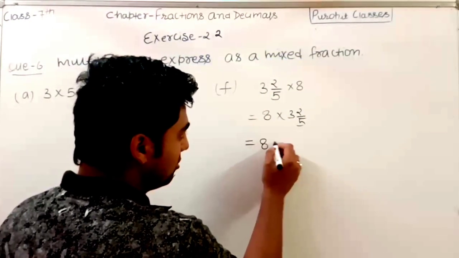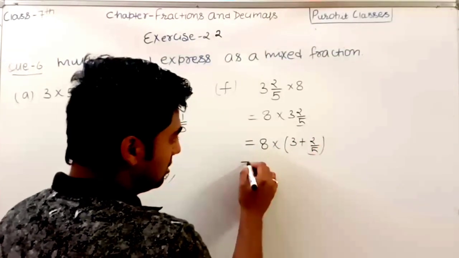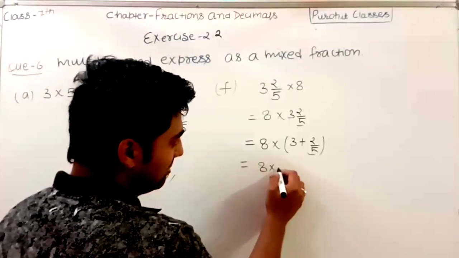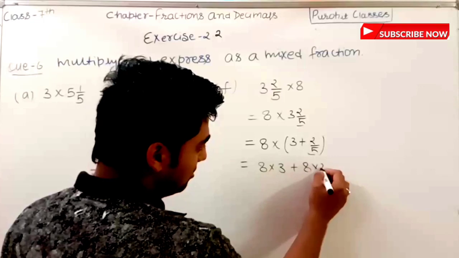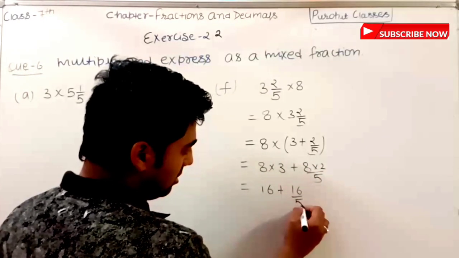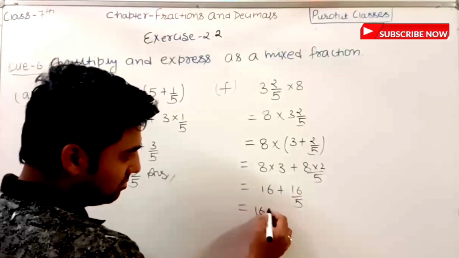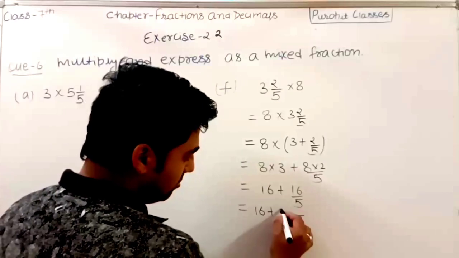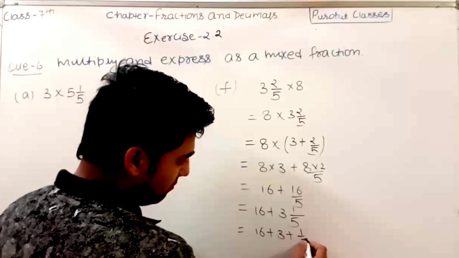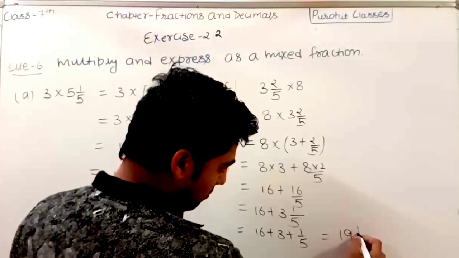Now again the same thing we are doing. This will be 3 plus 2 by 5. This will be 24. Okay, 8 multiplied by 3 plus 8 multiplied by 2 by 5. 16 plus 16 by 5, and as you see this is improper, so first we will convert it into a mixed fraction. Then it will be 16 plus 5 whole 3 1. This will be 16 plus 3 plus 1 over 5, and then the answer will be 16 plus 3, 19 whole 1 upon 5.